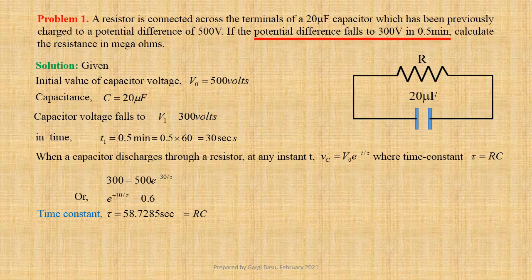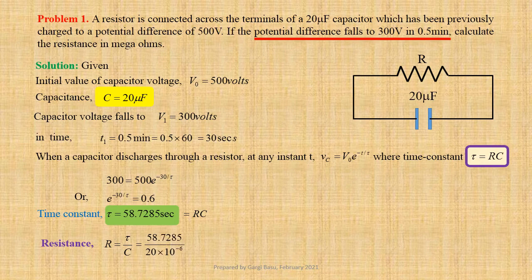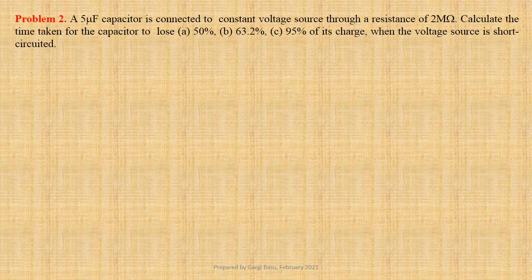Expression for circuit resistance R equals tau by C. That is equal to 58.7285 divided by 20 into 10 to the power minus 6. That gives us 2.9364 into 10 to the power 6 ohm, or 2.9364 mega ohm.